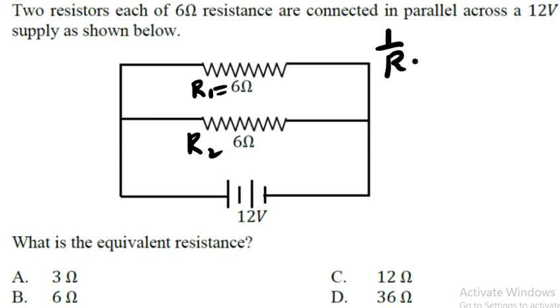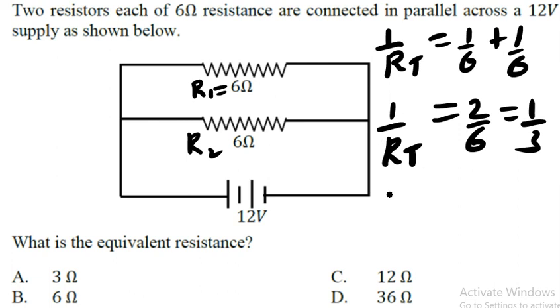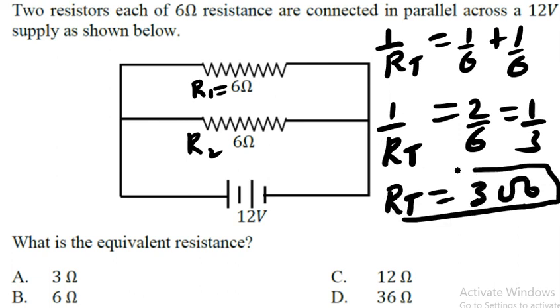So 1 over R total is equal to 1 over 6 plus 1 over 6, because it is 1 over R1 plus 1 over R2. The denominator is the same, so I will add the numerators. It's going to be 2 over 6. 2 over 6 means 1 over 3. This is 1 over R total, remember. So if I flip this, R total will be 3 ohm. So the answer is going to be A.